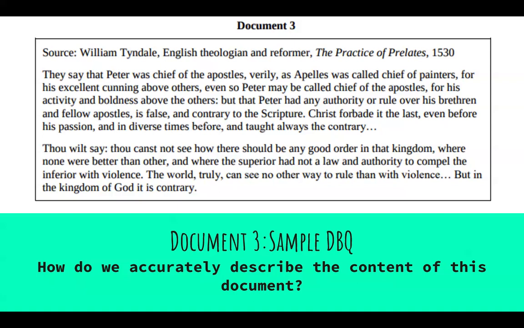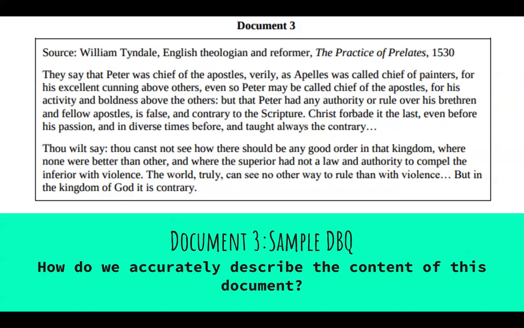First, we want to look at describing, right? So what we're going to look at is actually the 3rd document from our sample DBQ. Hopefully you looked over, like I told you to, and I posted on Classroom. Hopefully you looked over these documents and kind of skimmed through. If not, well, we're doing it now. So this is the source from William Tyndale, English theologian and reformer, The Practice of Prelates. So let's read through this.